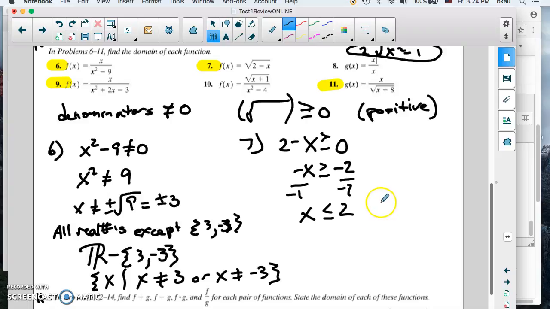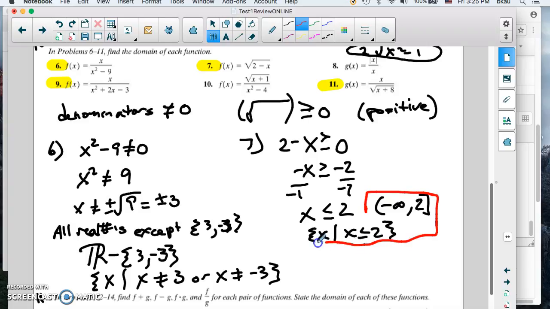So your domain there would be negative infinity to positive 2. Or you could write it in set notation as the set of all x's such that x is less than or equal to 2 for that notation. So either one of those is how you can write that for 7. And then there's several ways to write number 6.